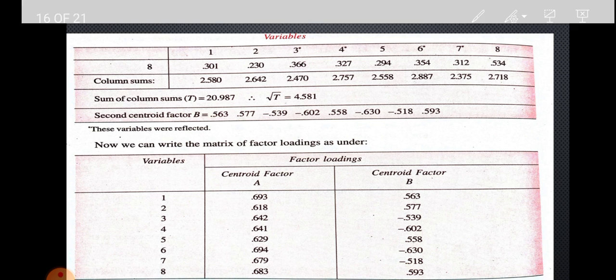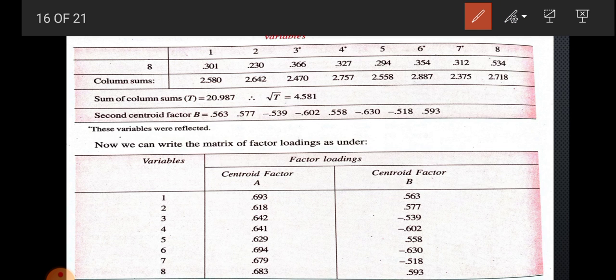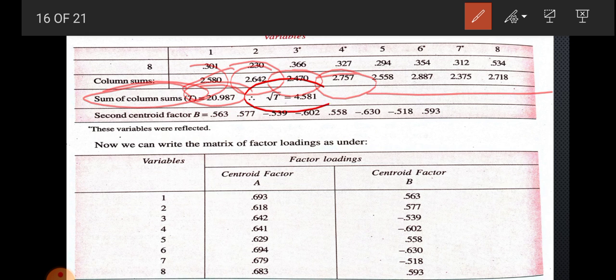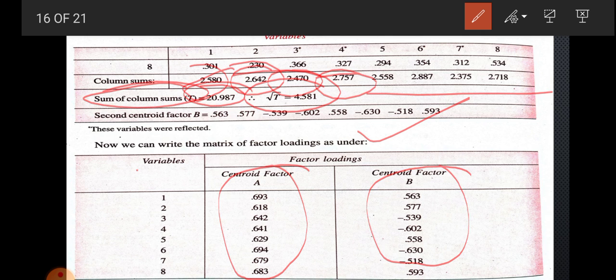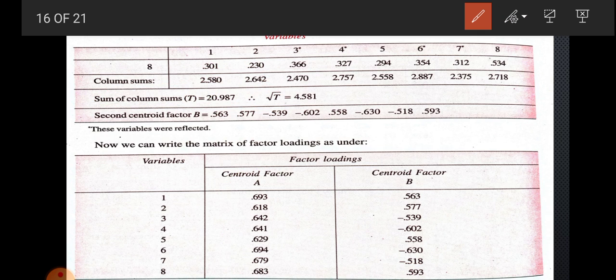We will again do the same thing for the second table also. The column sums are 2.580, 2.642, 2.470, 2.757, and so on. The sum of column sums is 20.987 and root T is 4.581. The second centroid we find out, as you know, by column sum divided by this, so you will get these values. Afterwards we will write all the centroid factors, centroid factor A and centroid factor B, and you will get the required result. You will get the second centroid table and the factor loadings.